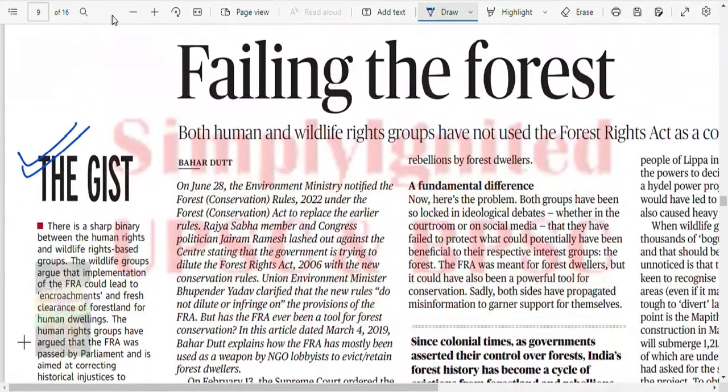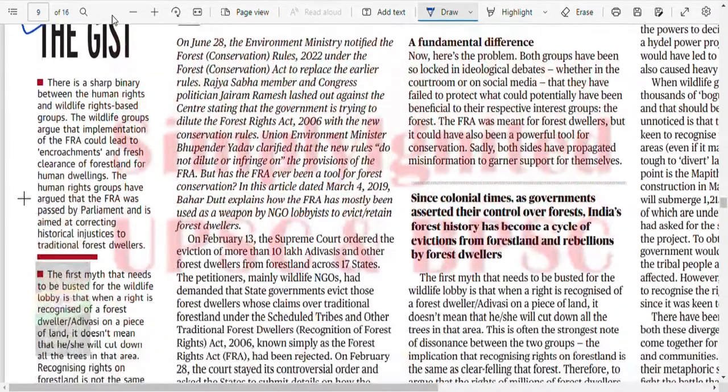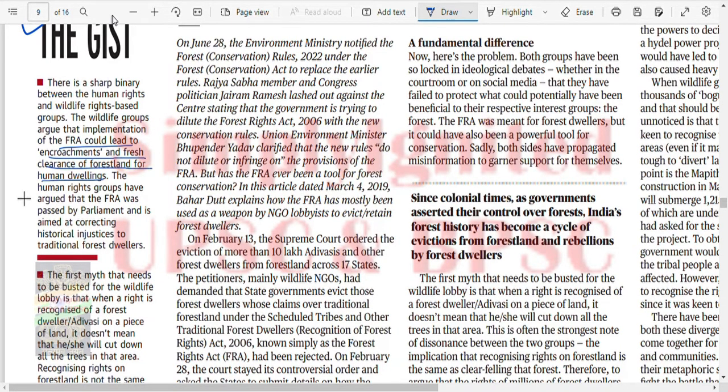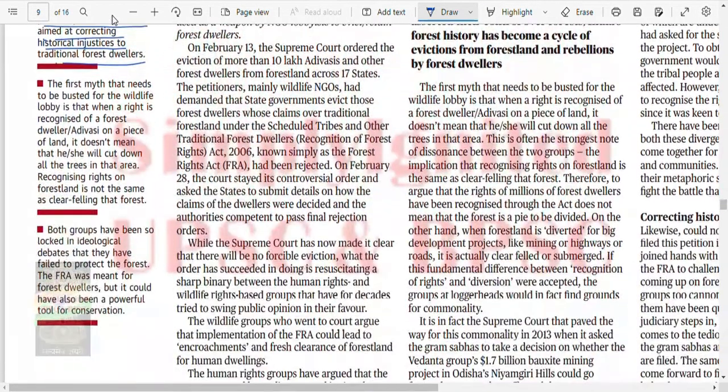Okay, let's see the forest article. There is a sharp binary between human rights and wildlife rights based groups. The wildlife group argued that implementation of FRA could lead to encroachments and fresh clearance of forest land for human dwelling. The human rights groups have argued that FRA was passed by Parliament and is aimed at correcting the historical injustice to forest dwellers. Okay, the first myth that needs to be busted for the wildlife lobby is that when a right is recognized of a forest dweller on a piece of land, it does not mean that he or she will cut down all the trees in that area. Recognizing right on forest land is not the same as clearing and felling the forest.